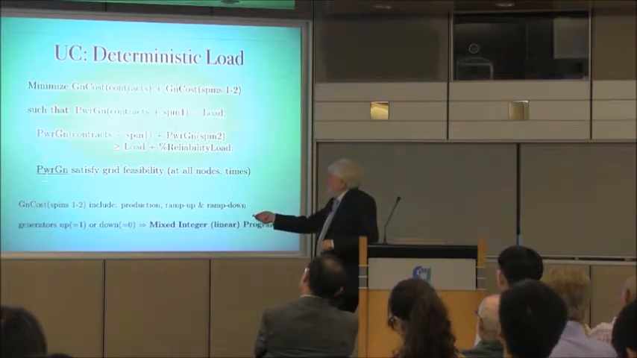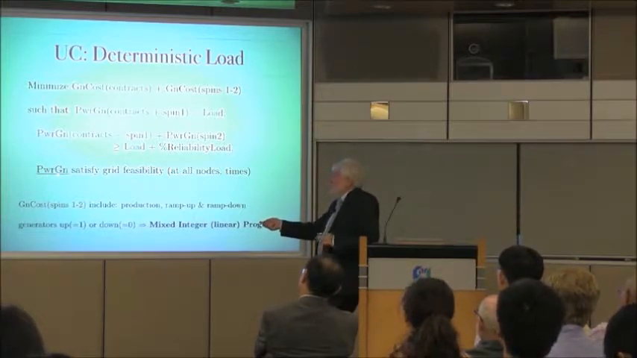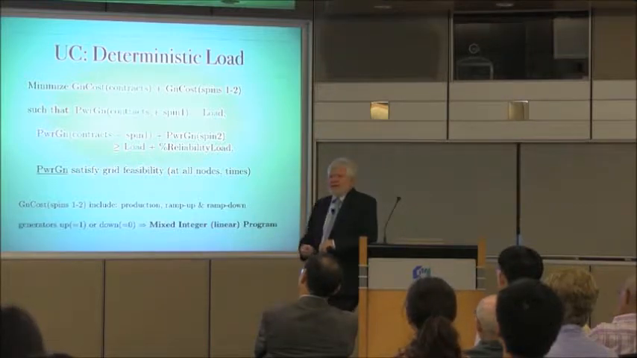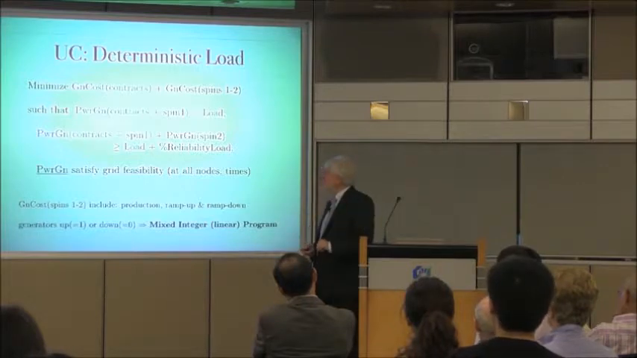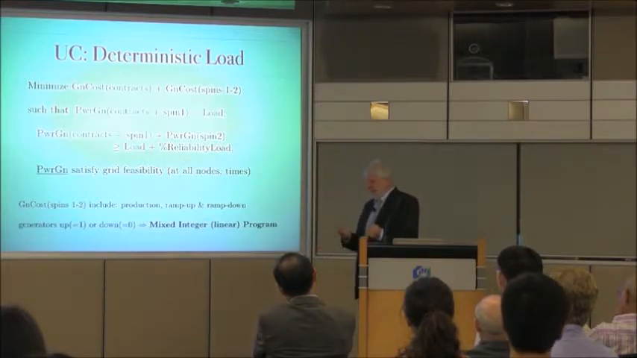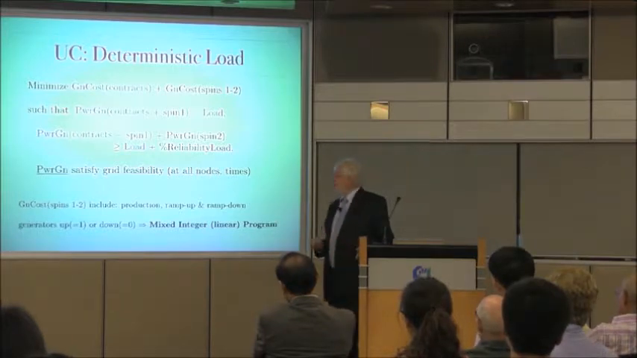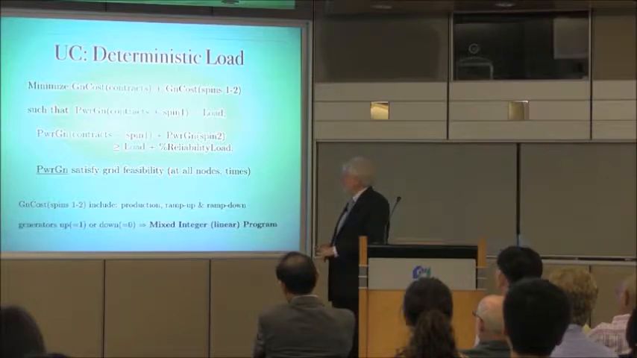In addition to that, there are constraints that are quite numerous, and it's a large problem. They must satisfy grid feasibility, namely the flow in each network, in each node must satisfy demands at all times. So it's a very, very large problem involving thousands and thousands of variables and constraints.